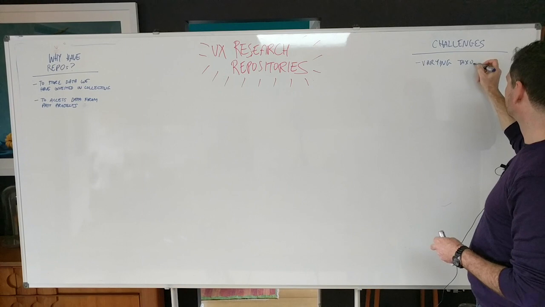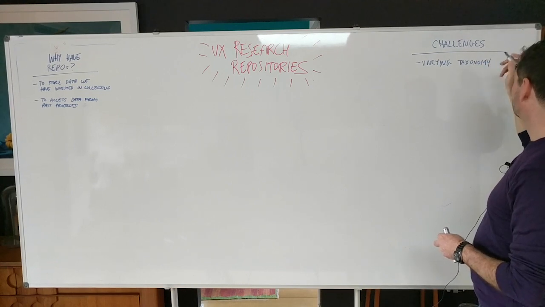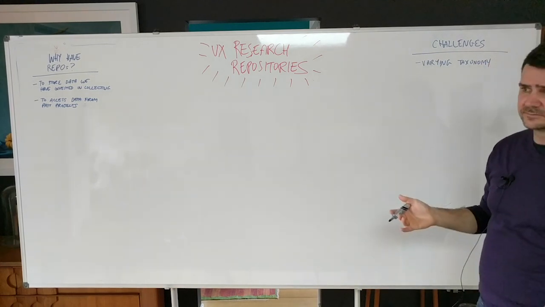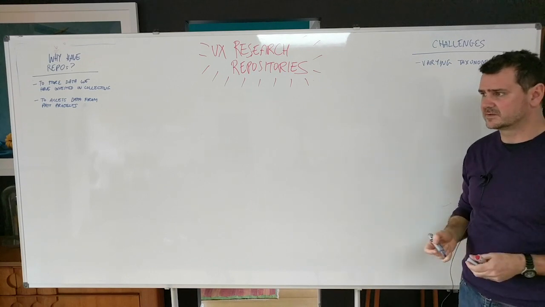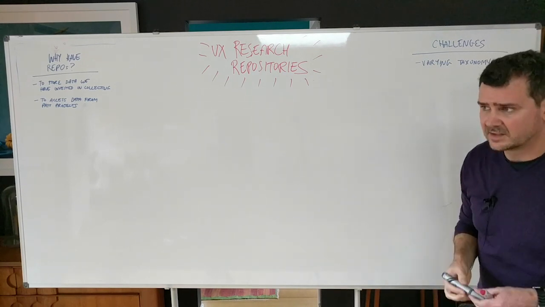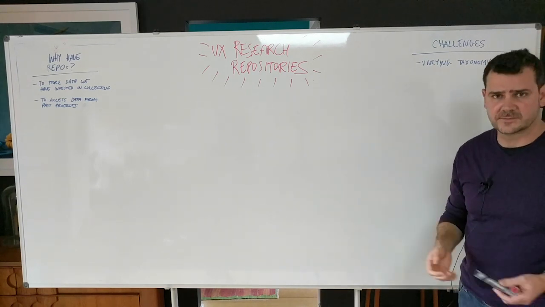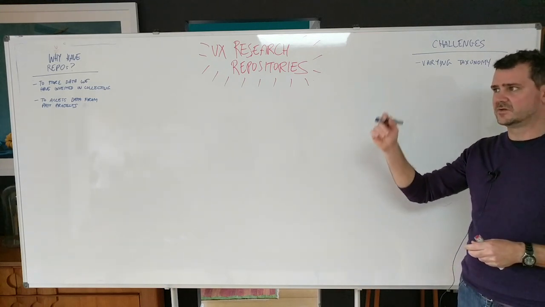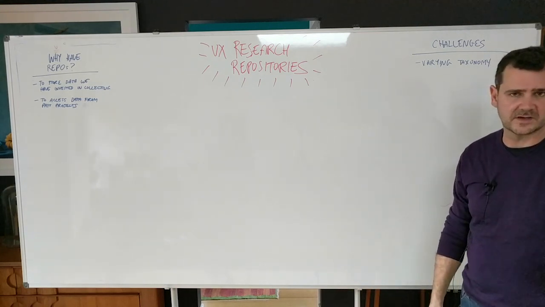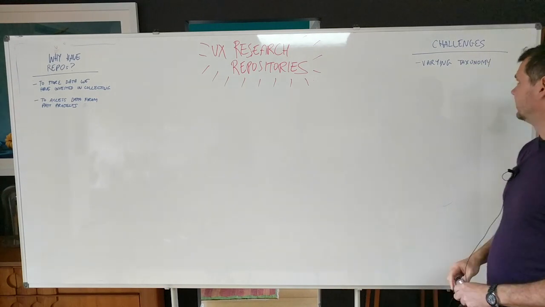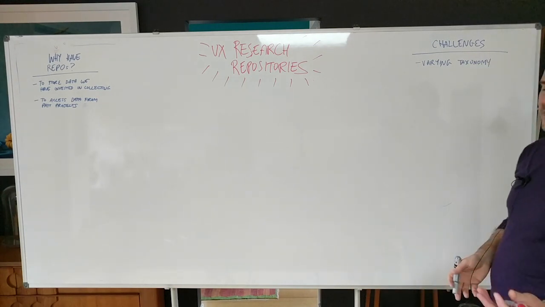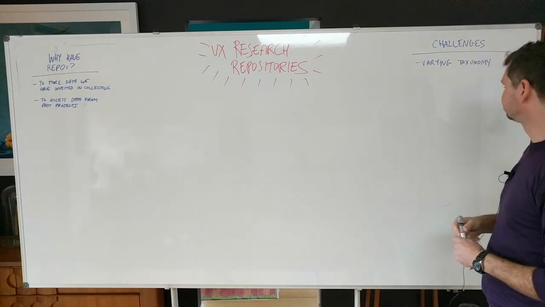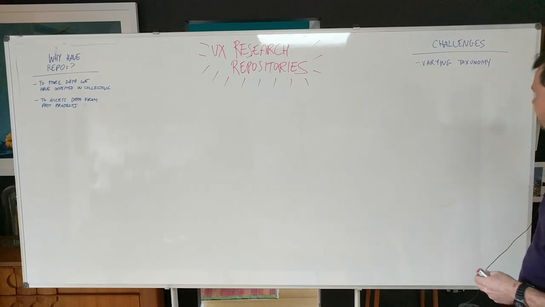Varying taxonomy. I could have labelled some things that I found interesting as delightful, but nobody else in my organisation cares about the word delight. They'd be searching under positive experience or something. That's just a really rough example.